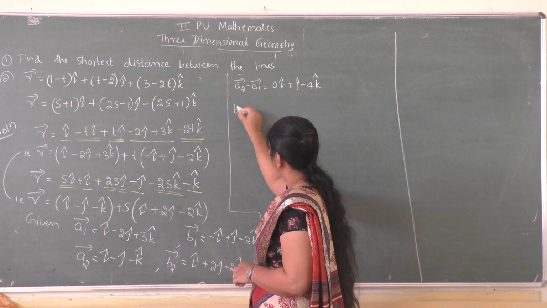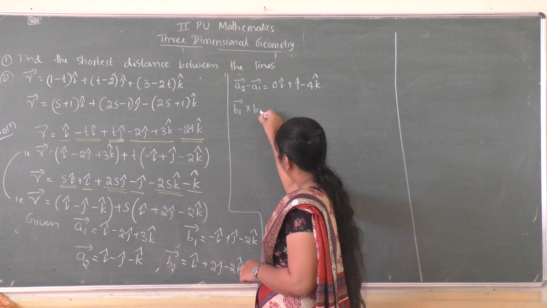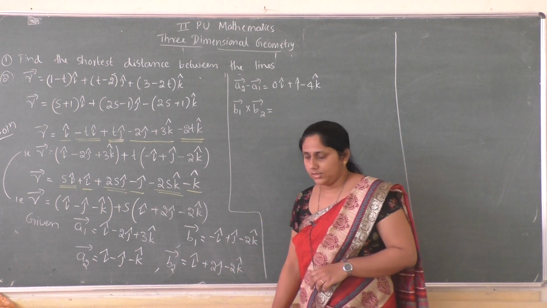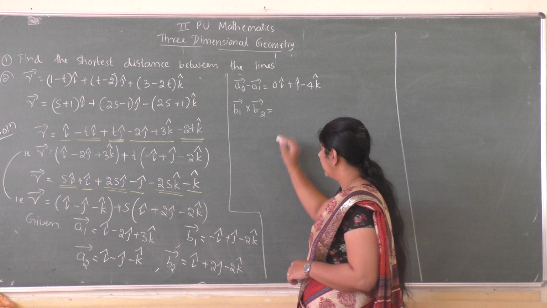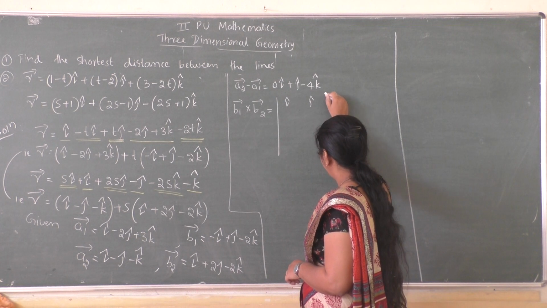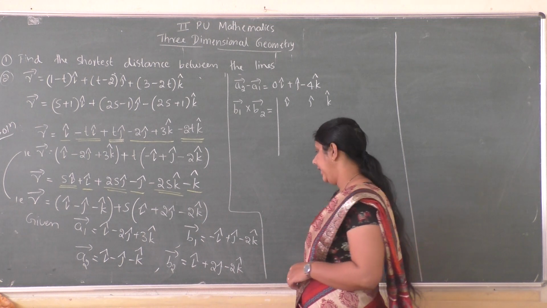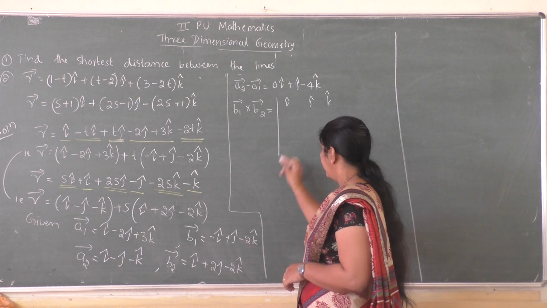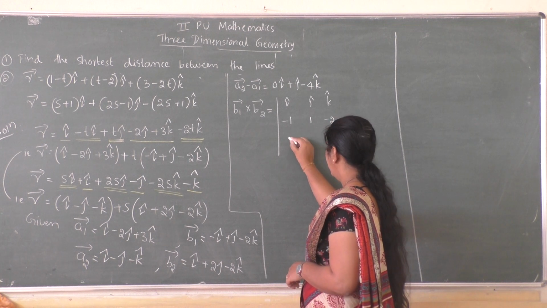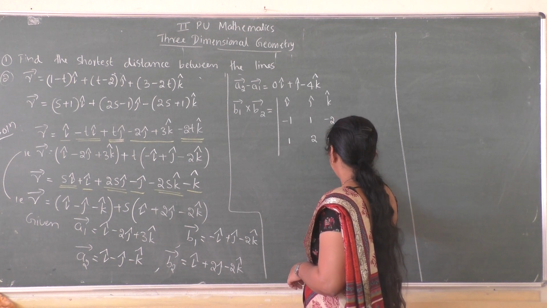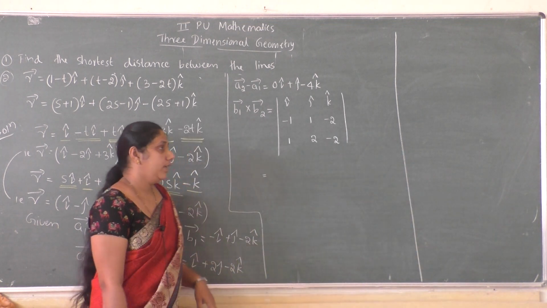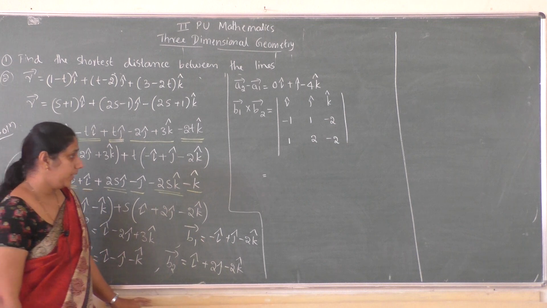We have to find what is b1 vector cross b2 vector. So what is b1 vector cross b2 vector? It is a determinant. First row i cap, j cap, k cap, and in the second row it is minus 1, 1, minus 2, and 1, 2, minus 2. Now expand this and find the value of b1 vector cross b2 vector.